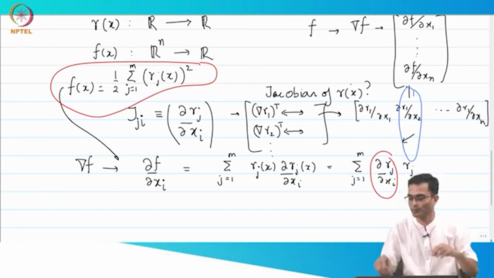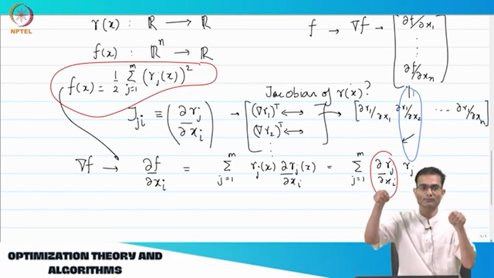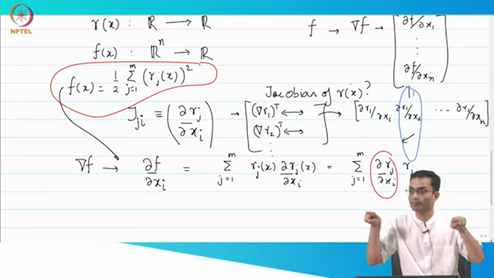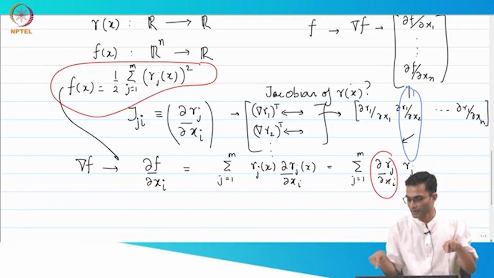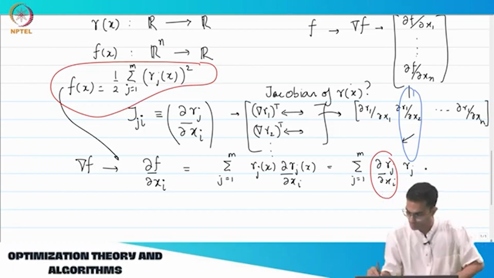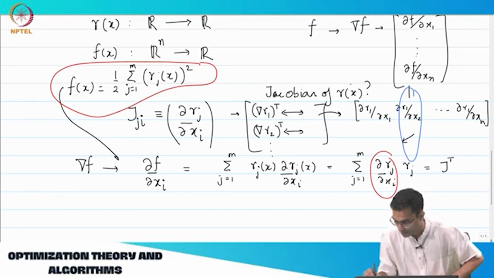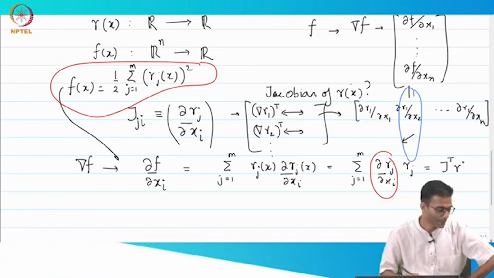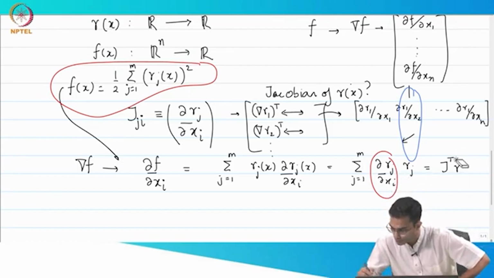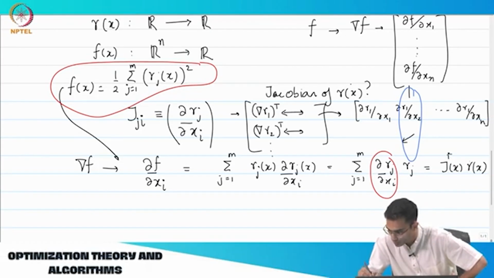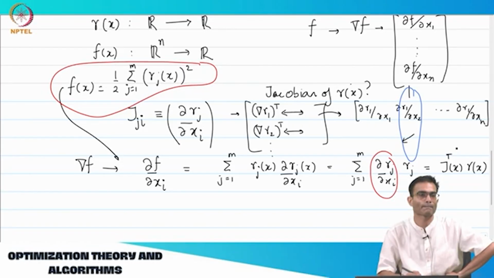If I take J transpose, this column becomes a row vector, and that is getting multiplied by which vector? r, whose components are r1, r2, and so on, right? So this will simply be J transpose multiplied by r. If you want it a little more explicit, you would write J(x) transpose r(x), because they're all functions of x.